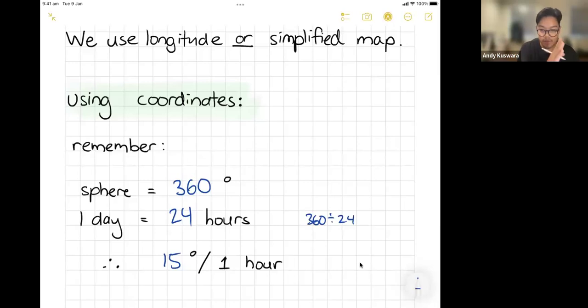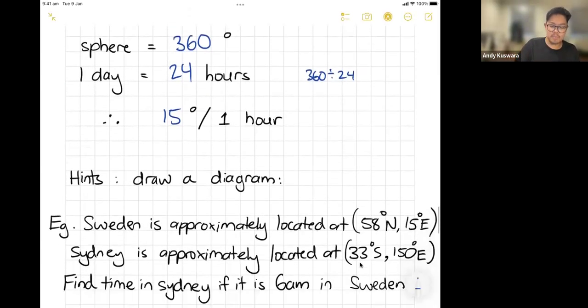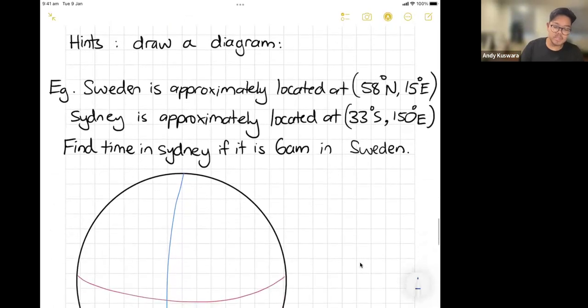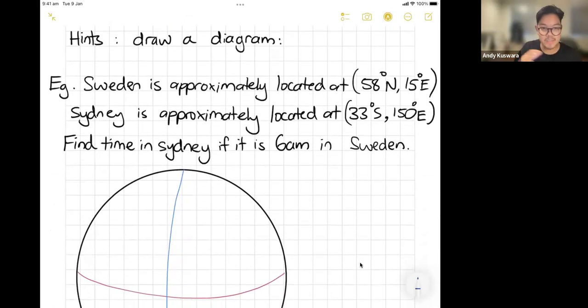Or you can look at it the other way: every 1 hour, 15 degrees of the earth has rotated. That's why 24 hours, 15 degrees. If you don't remember the 15, just remember that there are 360 degrees in a day, and one day is also 24 hours. That's how you can backtrack and figure it out. Big hint here: where possible, draw a diagram. It doesn't have to be fancy, because that will tell you a little bit about your time zones.